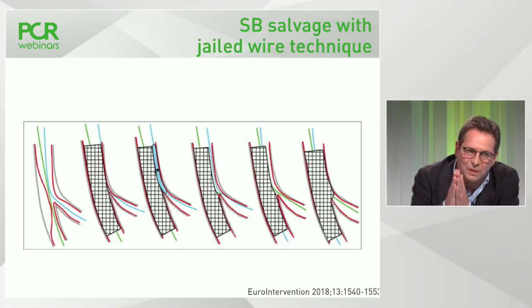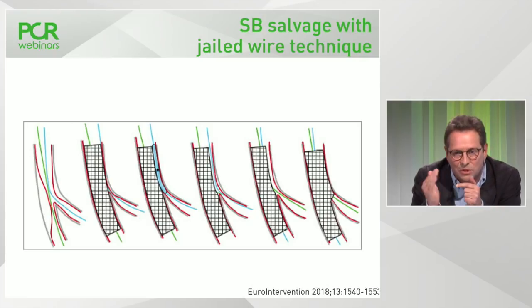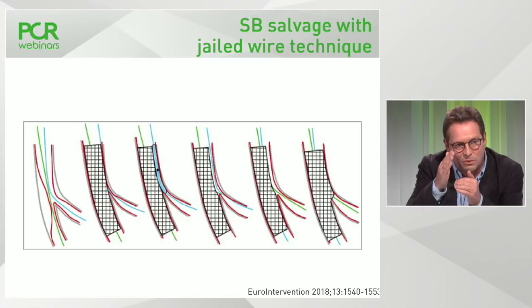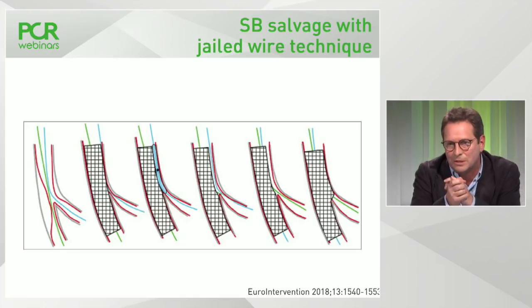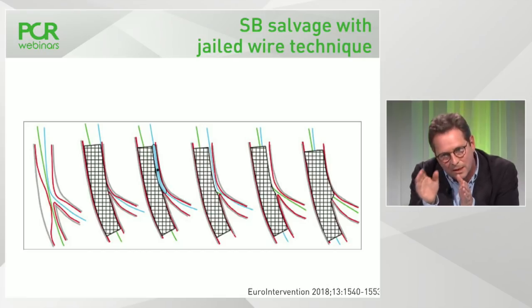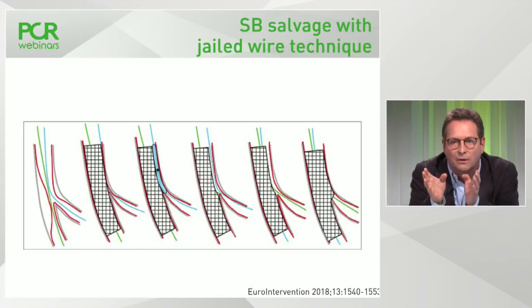And when you come in with the next wire, it's very, very easy to force it into the wall and make a dissection. So the jailed wire is actually in the right lumen. If you have a situation where you close the side branch and have the wire jailed, there is a rescue technique which is actually depicted in the panel in front of you.